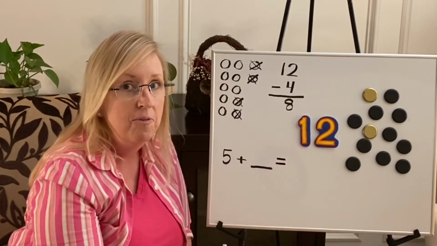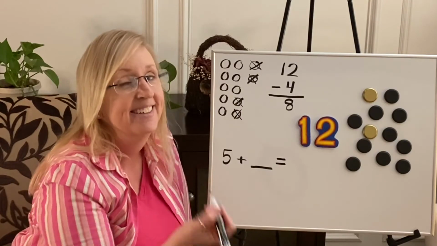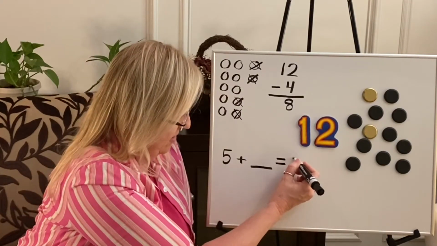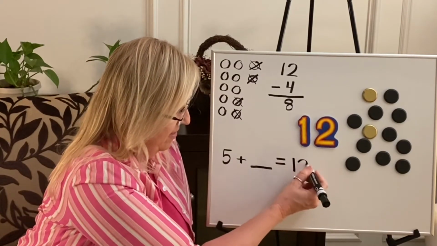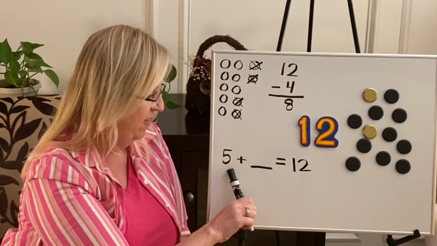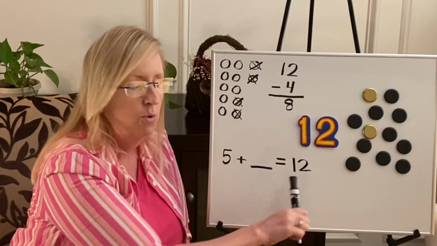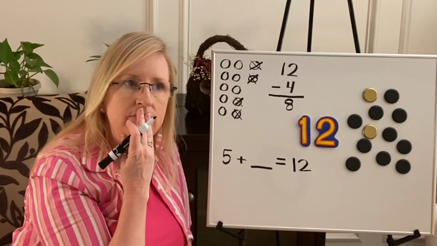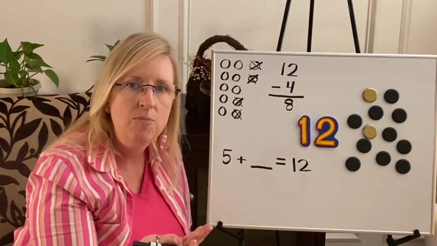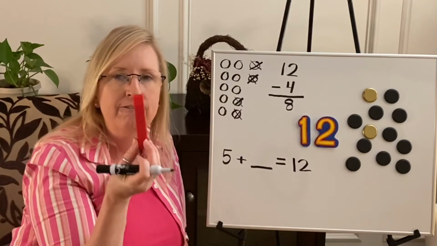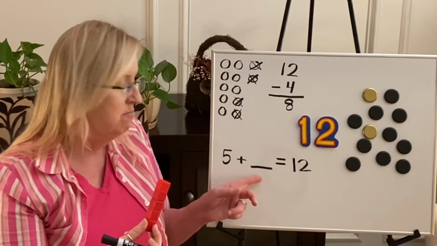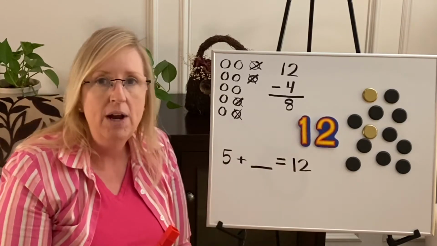What is our number for today? 12. 12. So 5 plus something equals 12. How many more would it be? If I have 5, how many more do I need to get to 12?